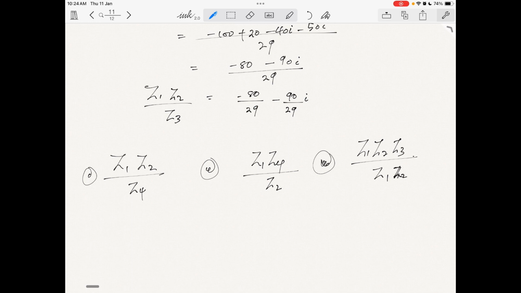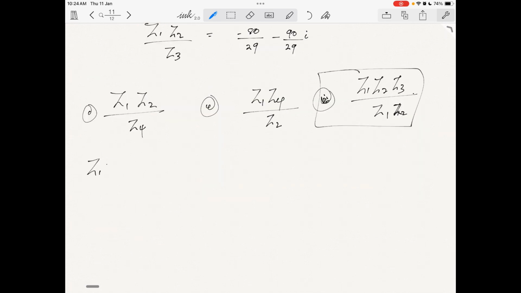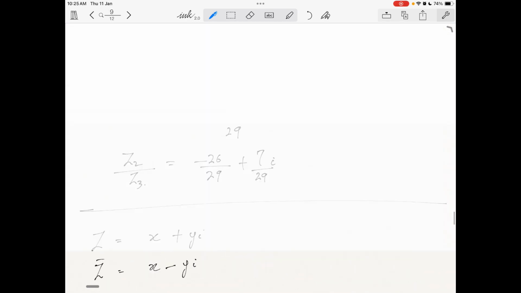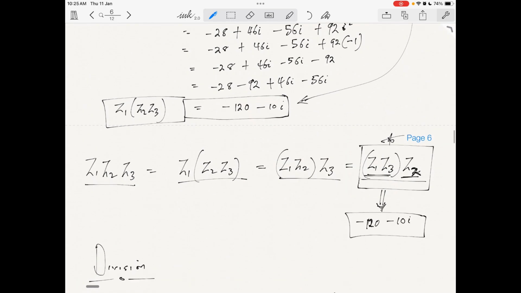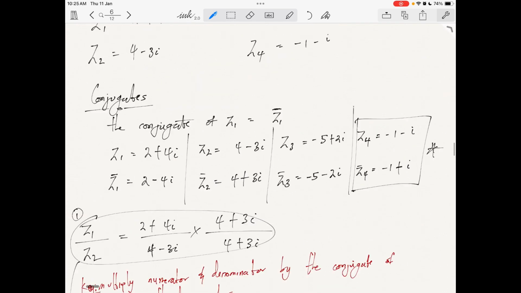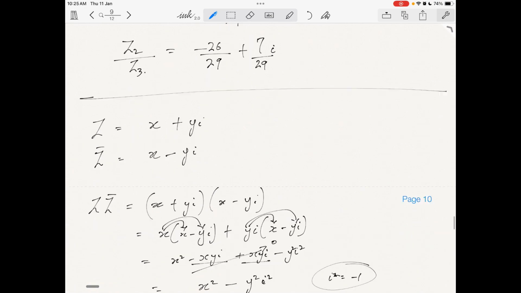denominator. Let's take for instance this third question here: z1, z2, z3 divided by z1, z2. It might look a bit complex, but let's go back. The first thing we have to do is to evaluate z1, z2, z3, and we have done that in our previous video, where z1, z2, z3 is equal to minus 120 minus 10i. So we apply that here.